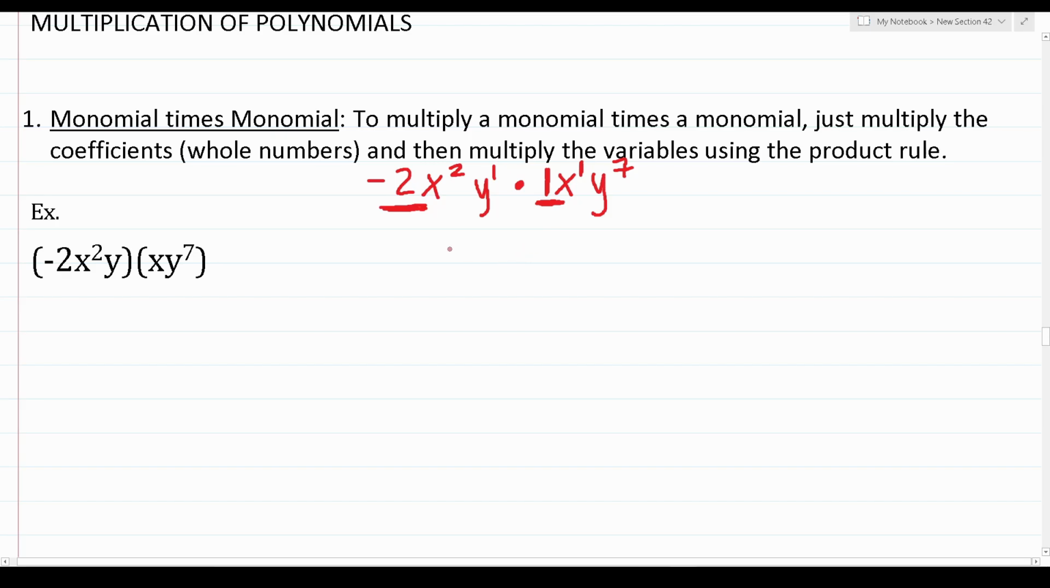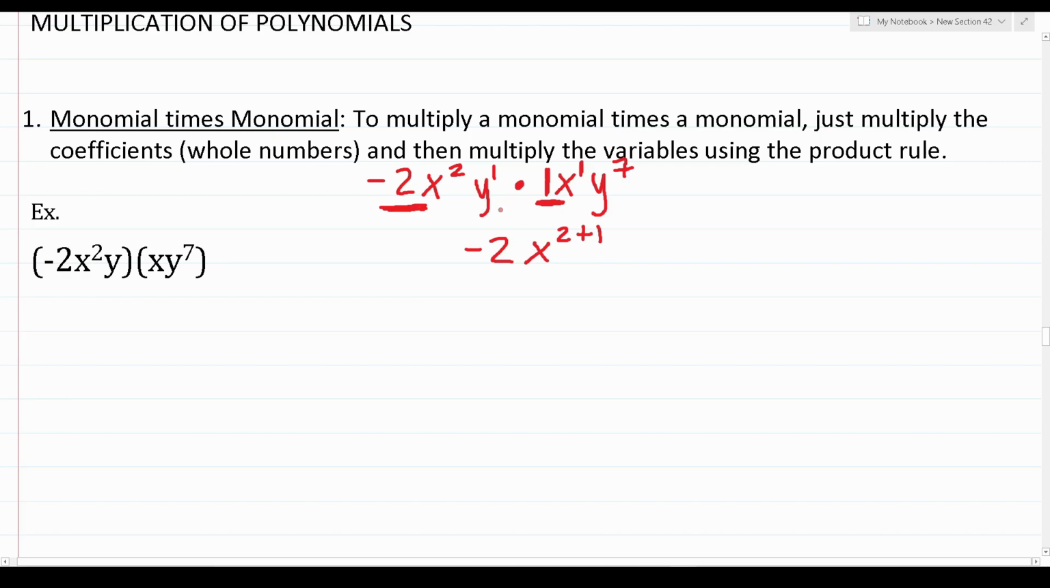All right, so let's take care of the coefficients. This becomes negative 2 times positive 1. Negative times a positive is going to be a negative, so this is just negative 2. And now using the product rule, let's take care of our variables. This says x squared times x to the 1. Again, according to the product rule, we keep our base the same, and then we add the exponents. So this becomes x to the 2 plus 1.